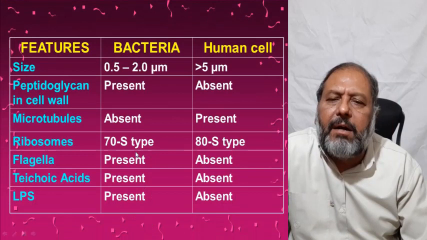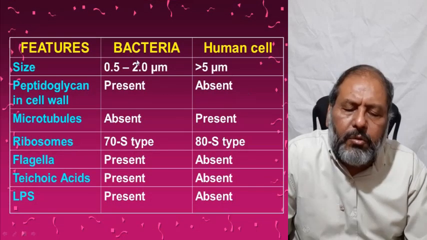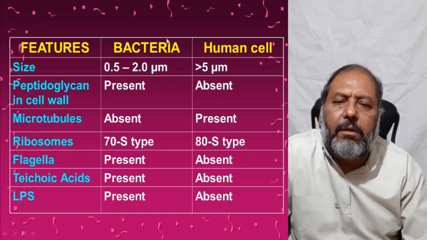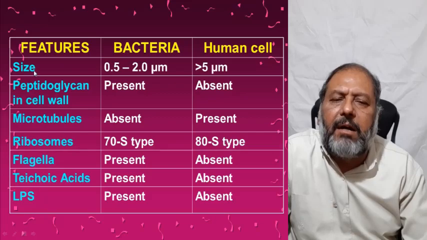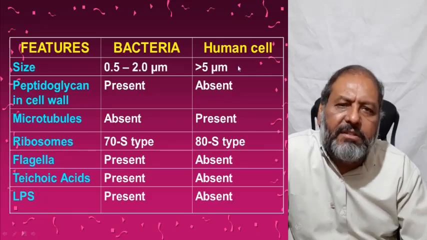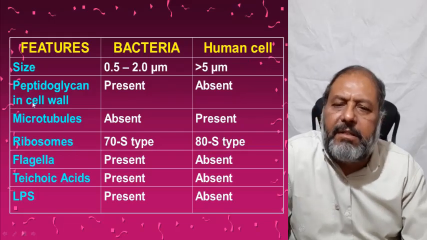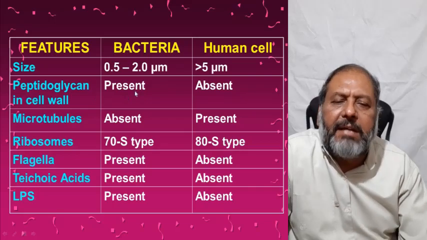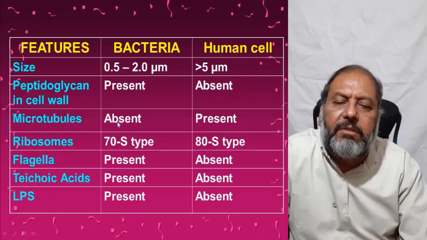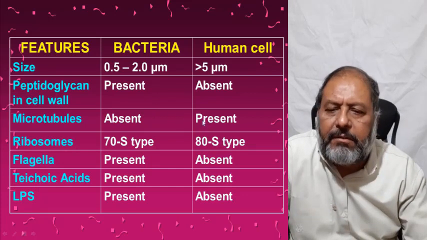Now coming to the difference between the bacteria and the human cell. Bacteria, as you know, are prokaryotes, and the human cells are eukaryotes. Going to the size, bacteria are 0.5 to 2 micrometers, and the human cells are usually more than 5 micrometers. Peptidoglycan in the cell wall is unique; it is present in the bacteria and absent in the human cell. Microtubules are absent in the bacteria, but present in the human cells.